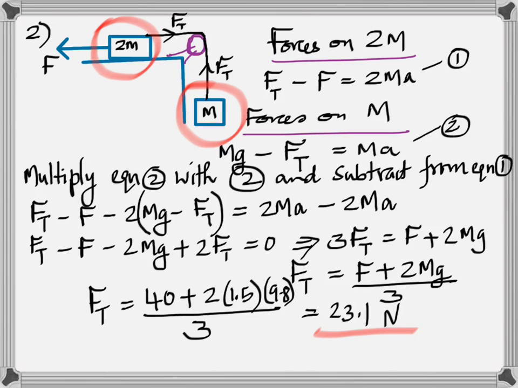Now multiply equation 2 with 2 and subtract from 1. And all the work is shown, and it's a lot of algebra there. Just make Ft the subject and you get 23.1 Newton.